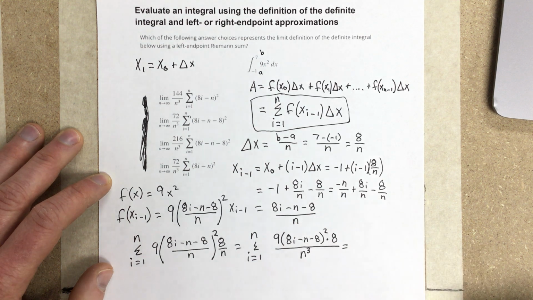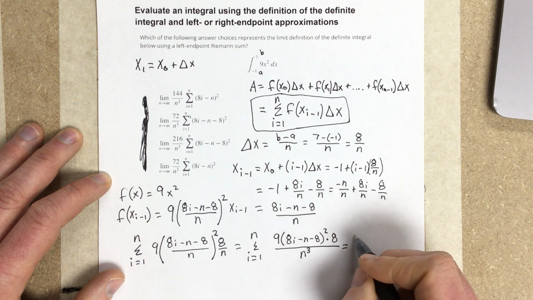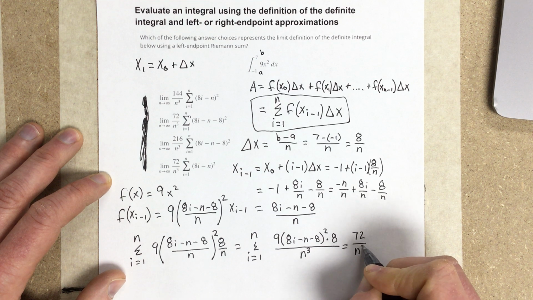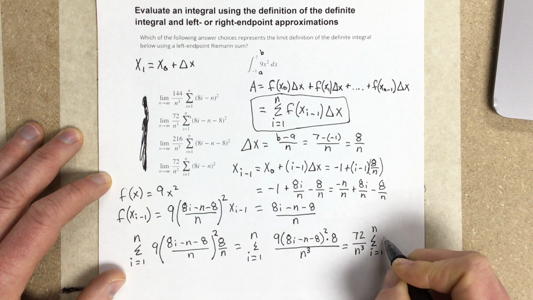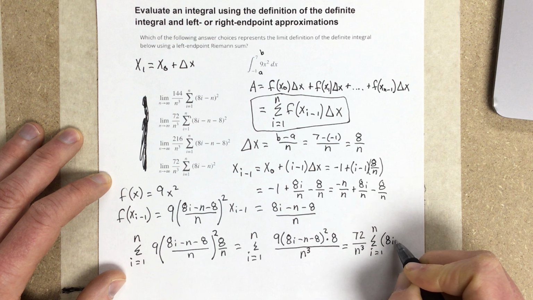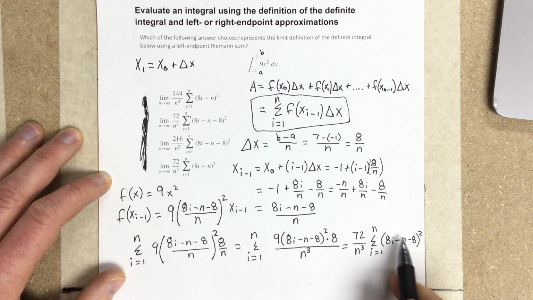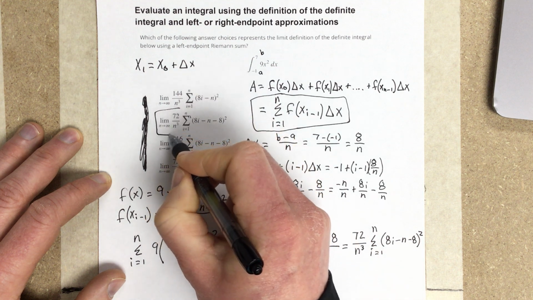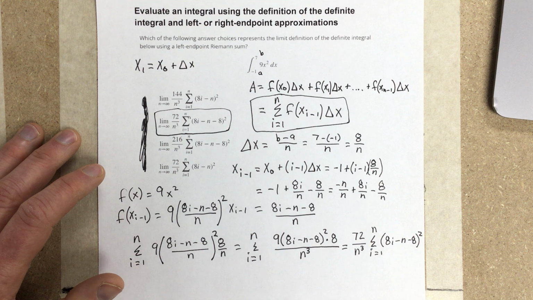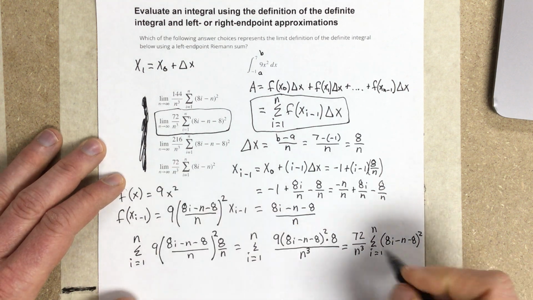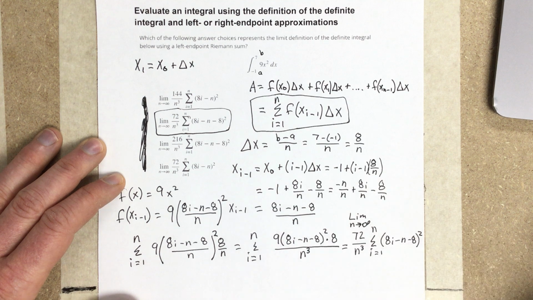Now I can factor some stuff out here. I can factor the 8 times 9 piece, which would be 72, and the n cubed. So I would have 72 over n cubed, and then I'd have the summation from i equal 1 to n of 8i minus n minus 8 squared. Well, you can see that we've got our Riemann sum then. That would be the second sum right here. And I did forget one little thing. I need to write that this would be the limit as n approaches infinity. So I did forget the limit as n approaches infinity, because n can go on forever.